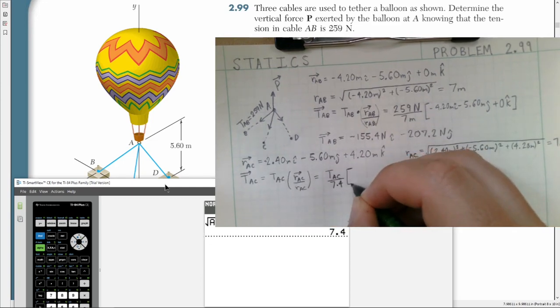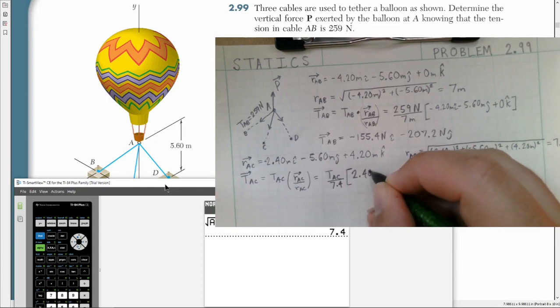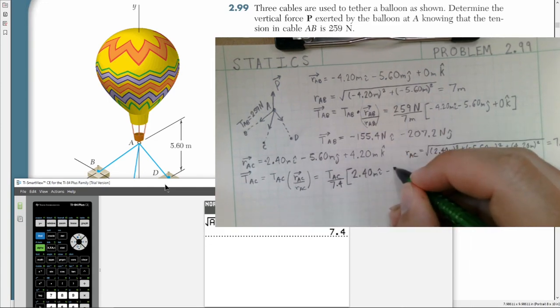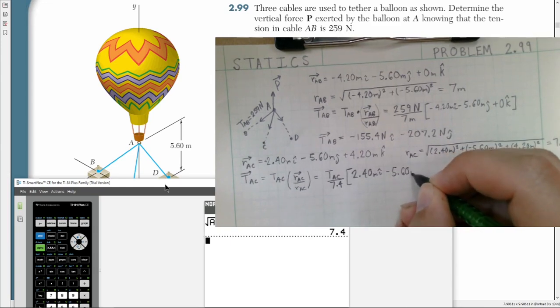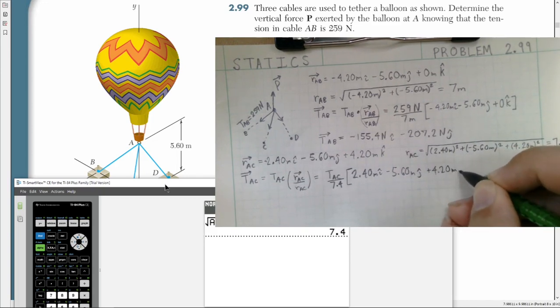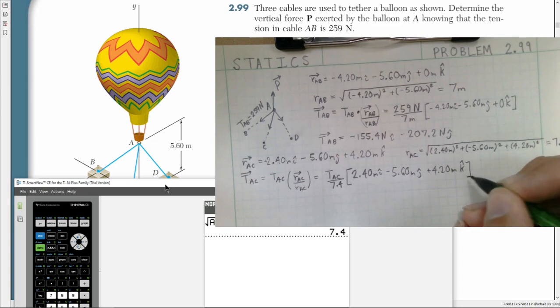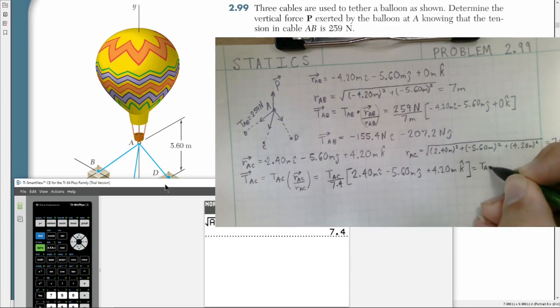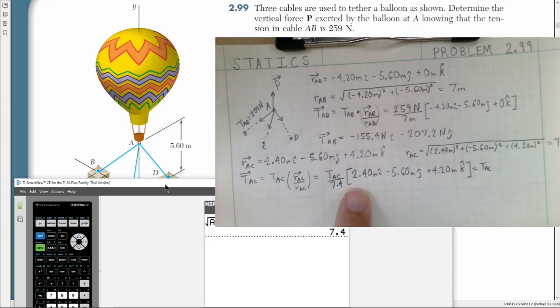And then I'm going to multiply this all by our position vector AC, which is 2.40 meters in the I-hat direction, minus 5.60 meters in the j-hat direction, plus 4.20 meters in the k-hat direction. Okay, we can simplify this a little bit. If we divide each one of these values by 7.4, we get our tension AC.